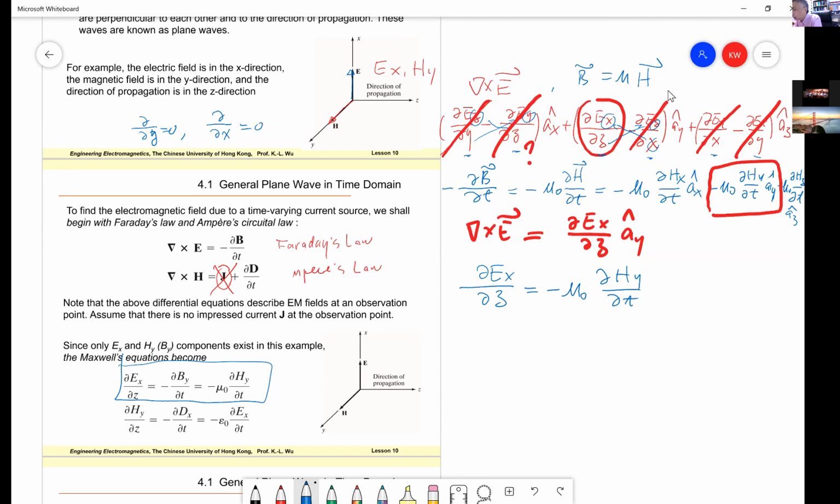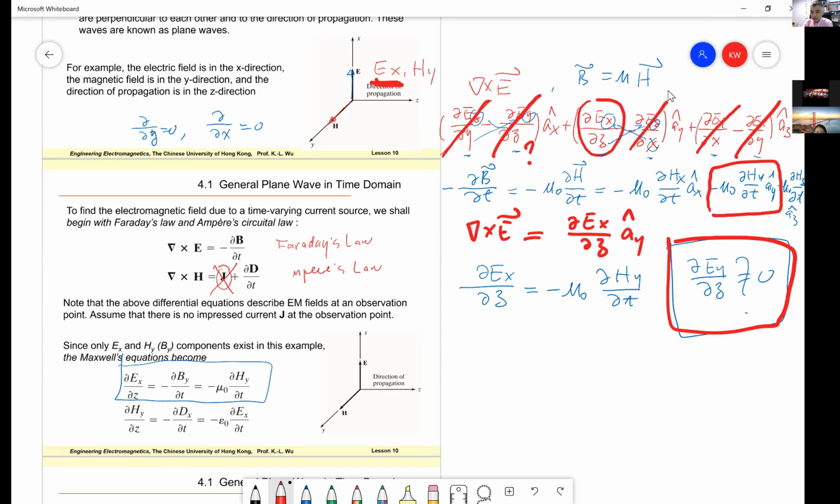Okay, the question asks why is this equal to 0? Because I assume my problem only has the EX component. I don't have an EY component, of course, so partial EY, partial anything, equals 0. All right, good question.